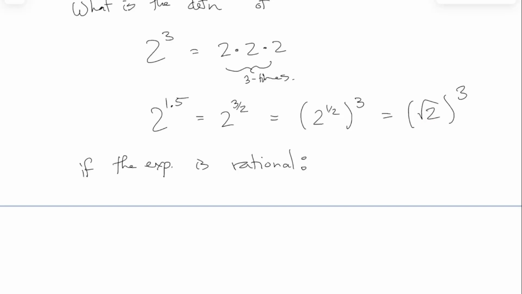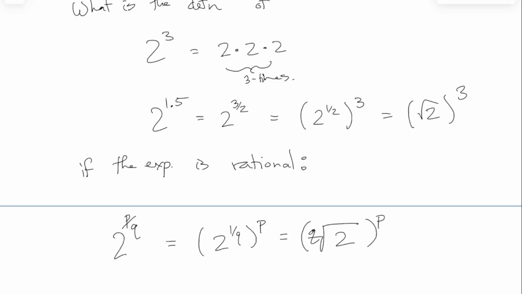For any rational exponent, if I'm doing something like 2 to the power p over q, if it's a fraction up there, the way you think this through is it's 2 to the 1 over q, to the power p, and that inner thing is the q-th root of 2, and then to the power p. This is the true definition of an exponent. That's the q-th root, not the cube root. The q-th root.